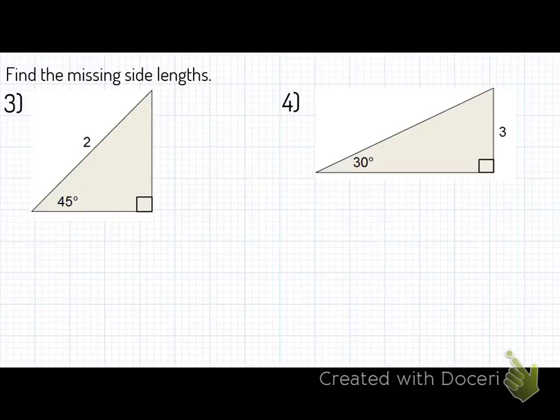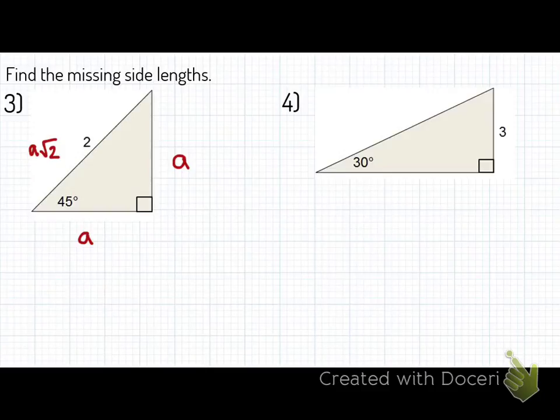What special case triangle is number 3, everyone? 45, 45, 90. Good. So it's 45, 45, 90. That means this side should be A and this side should be A, right? Yes. Good. And then that means the hypotenuse is how much? A times rad 2, right?